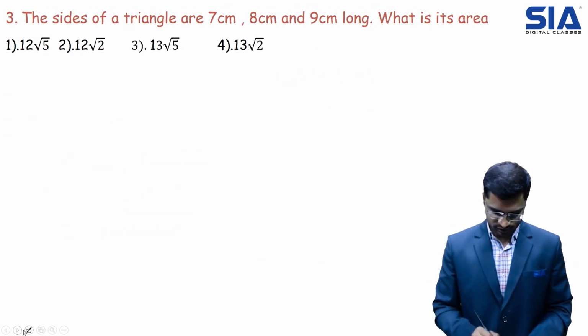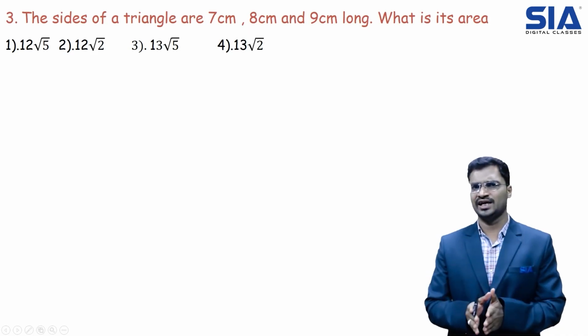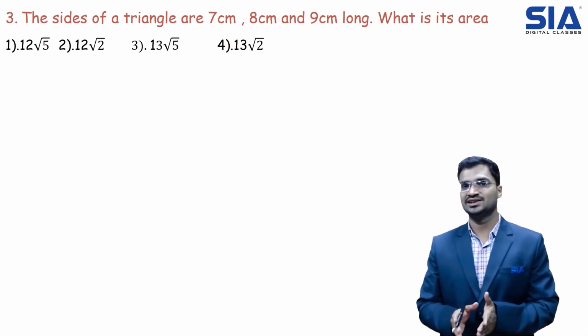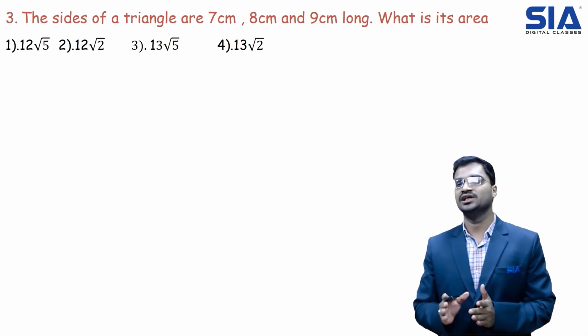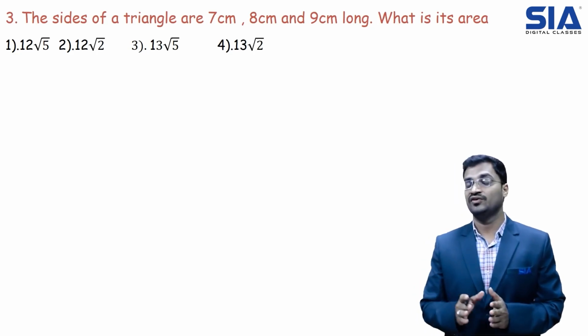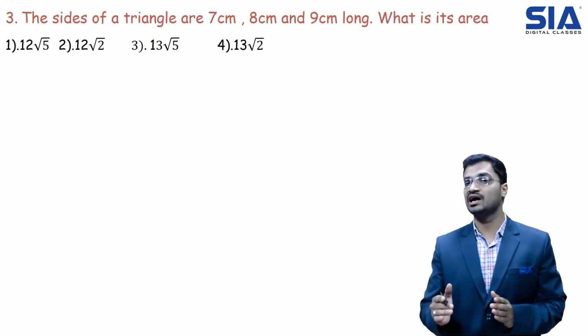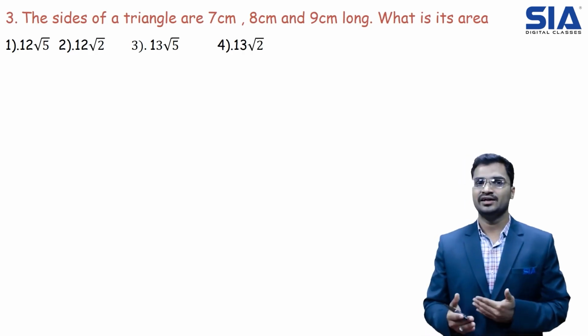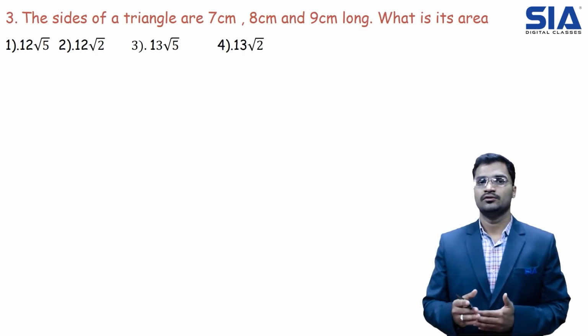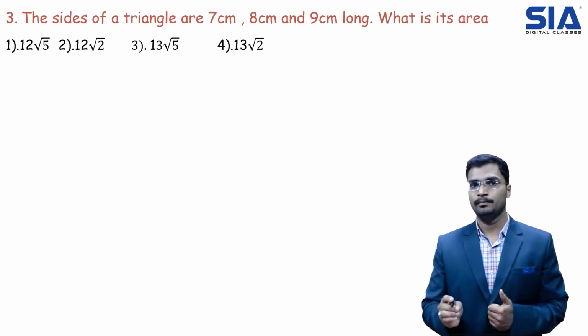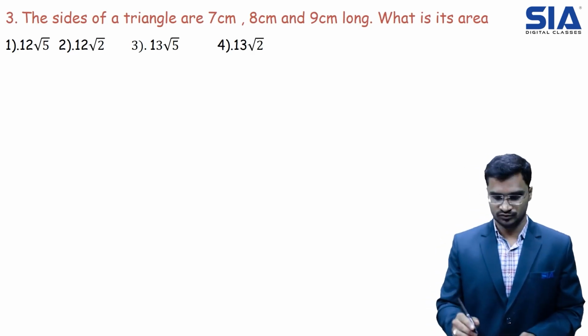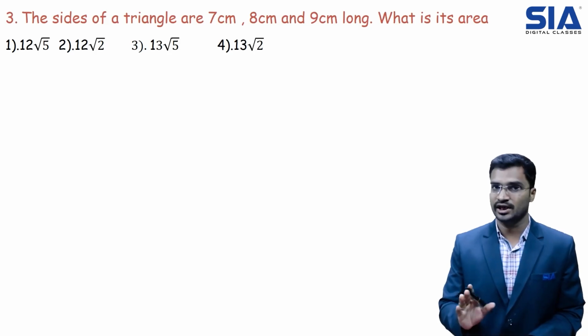Now coming to the next question. The sides of a triangle are 7 centimeters, 8 centimeters and 9 centimeters. What is its area? So we have to find the area of the triangle. We know that the area of a triangle is 1/2 base into height. Other than that, we can also find the area using Heron's formula. So we can find the area of the triangle using Heron's formula.